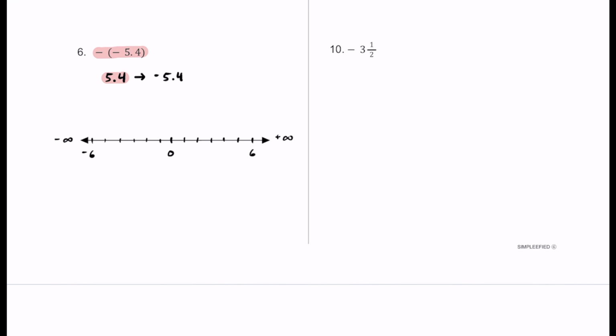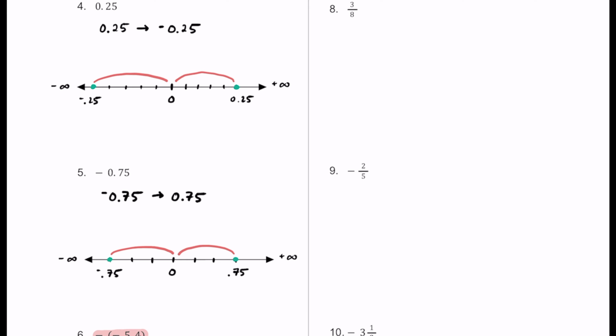Okay, so where is 5.4 and negative 5.4? Well, 5.4 would be between 5 and 6, a little closer to 5. And then negative 5.4 would be in this direction, a little closer to negative 5 here. So this would be 5.4 units away from 0 on the negative side, and this would be 5.4 units away from 0 on the positive side. All right, moving on to number 7.